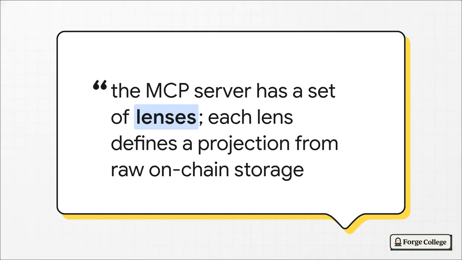Thinking in lenses clarifies a massive architectural trade-off. Do you pay the computational tax up front during ingestion, pre-computing a projection lens? Or do you wait and compute it lazily on demand when the AI actually asks for it? The lens you choose changes your server's entire cost structure and performance profile, so you gotta choose wisely.